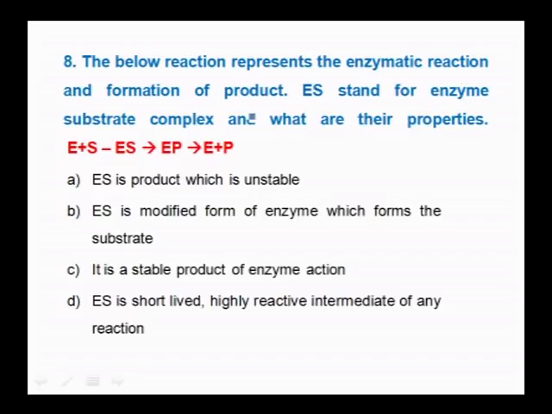Question number 8. Below reaction represents the enzymatic reaction and formation of product. ES here stands for enzyme substrate complex. And what are their properties? So now we are supposed to explain the properties of ES complex. So the reaction is represented there. E is enzyme, S is a substrate, ES is enzyme substrate complex. EP is the temporary association between the enzyme and the final product, and last one, E plus P, indicates the separation of enzyme from the final product.